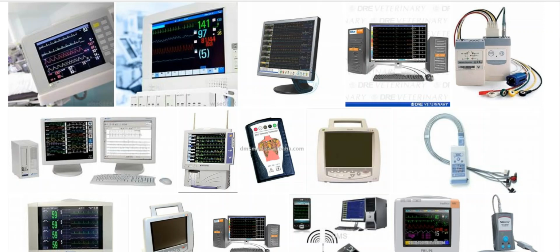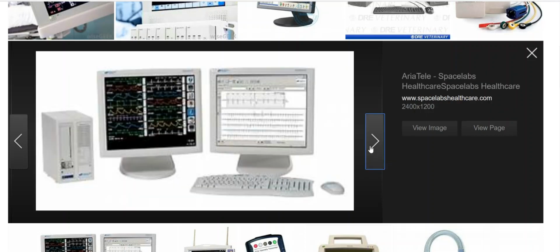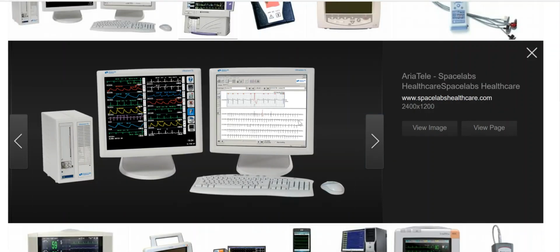What is telemetry monitoring? Telemetry monitoring is a prescribed intervention so that we can monitor a client's cardiac rhythm through a centralized station. How is it performed? The first thing that happens is that a specialized trained individual at a facility applies the telemetry monitor that gets programmed to the central station. So this is an example of a central station.